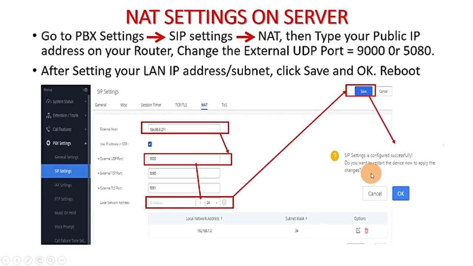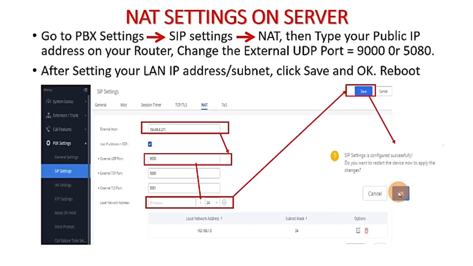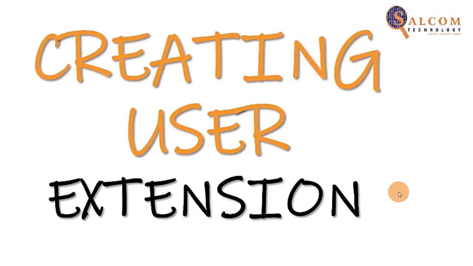Once you click on save, it will notify you that the SIP setting is configured successfully. Do you want to restart the device? To apply, click OK. Your device will accept, save the configuration, and reboot the server, which is the UCM. Once this is successfully done, you move on to user creation.